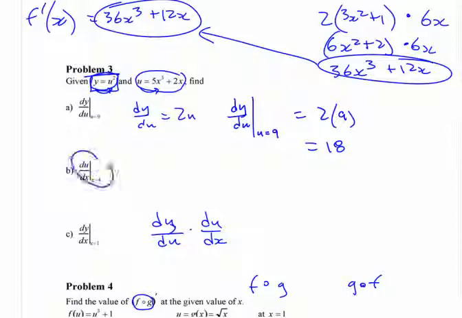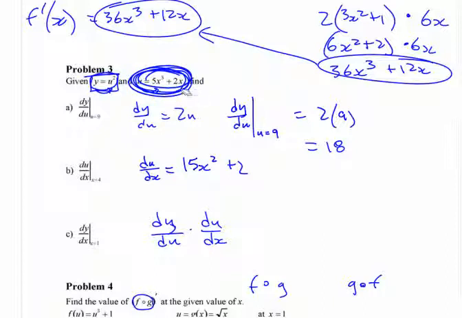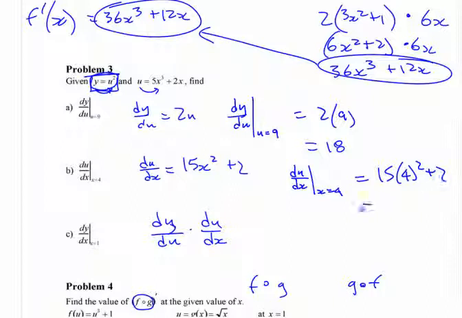If you want du/dx, there's u as a function of x. du/dx is what? 15x squared plus 2, right? Derivative of that function. So if you want du/dx evaluated for x equals 4, it's just 15 times 4 squared plus 2, which is, what is that? 242.